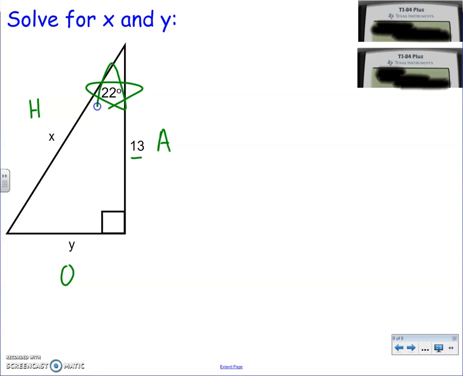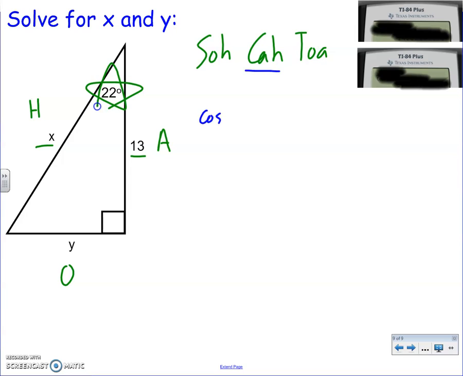Then we have to find either O first or H first. It doesn't matter the order. So I'll try to find x, or H, first. If I'm trying to use 13, I'm going to use the one which has A and H in it. Out of SOH, CAH, and TOA, only one of them has both A and H, and that is cosine, CAH. So I'll do that first.